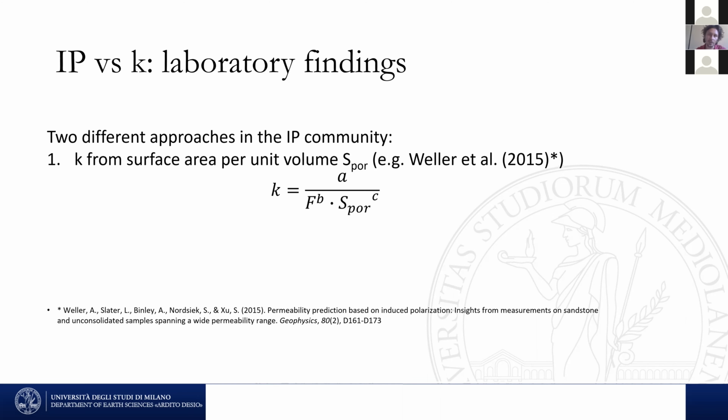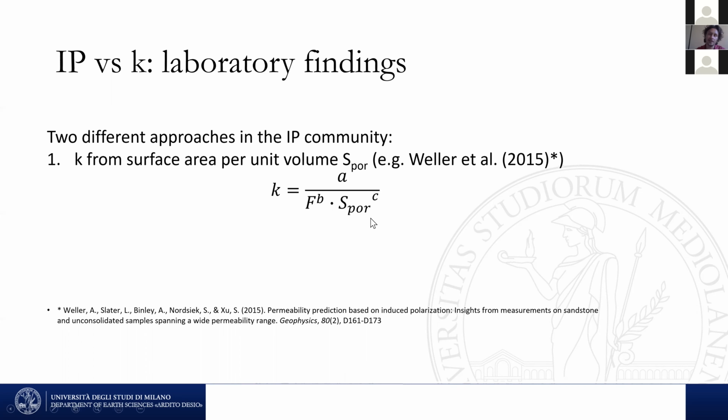The first approach links the permeability to two properties, the formation factor and S-pore. S-pore is the surface area per unit volume. So S-pore tells us in a unit volume how much surface we have. For instance, in clays where the grains are really, really small, we have way more surface than in sands where the grains are bigger, and then the surface per unit volume is smaller.